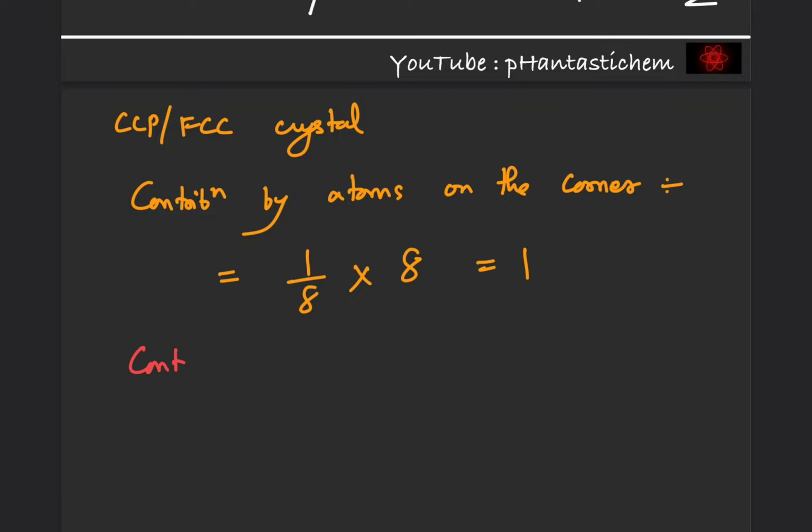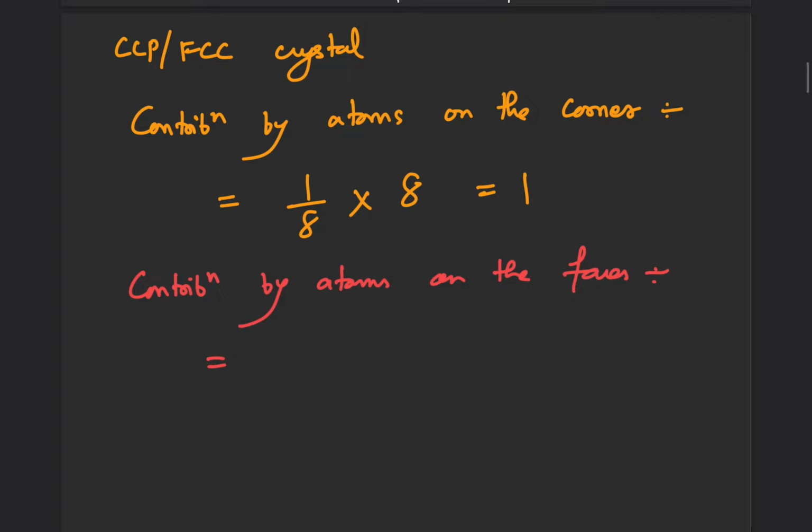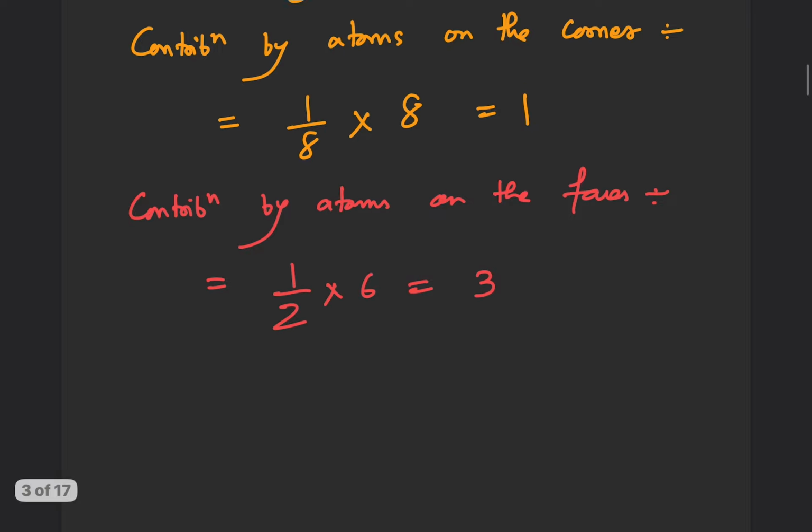Similarly, contribution by atoms on the faces. So we know that there are total 6 atoms on the face, right? And contribution of each is 1 by 2 because one face atom is shared by 2 units. So it is 1 by 2 into 6. So it is going to be 3. Therefore, the total number of atoms present in the unit cell is actually 4.